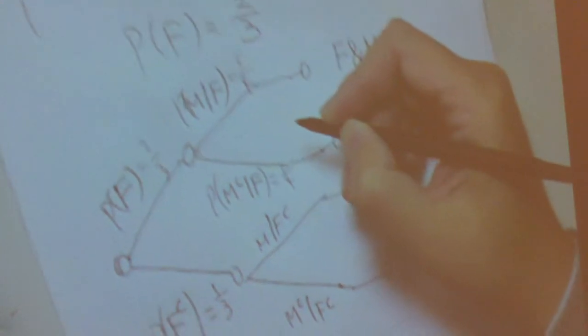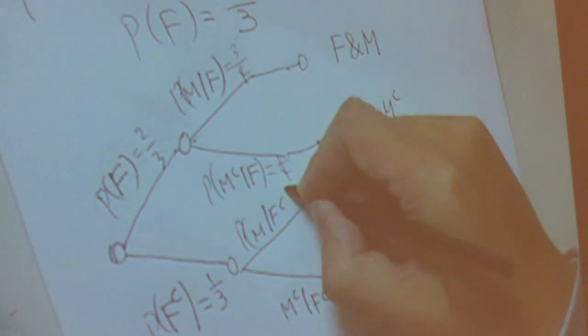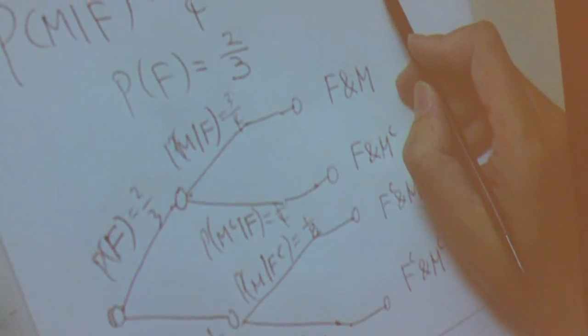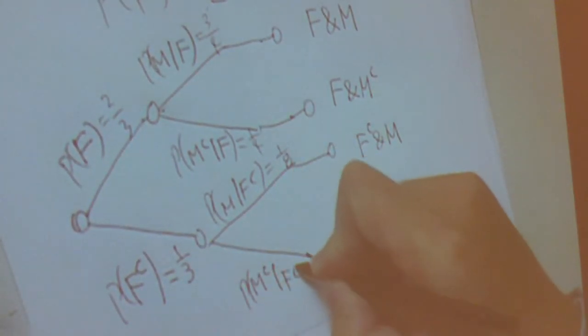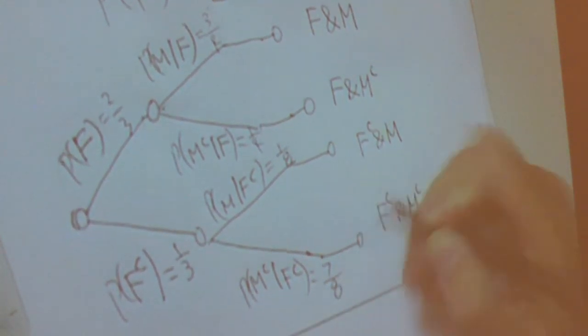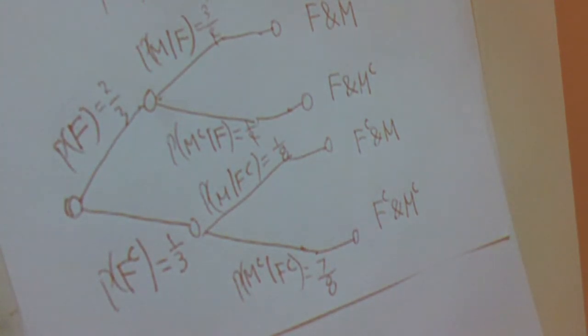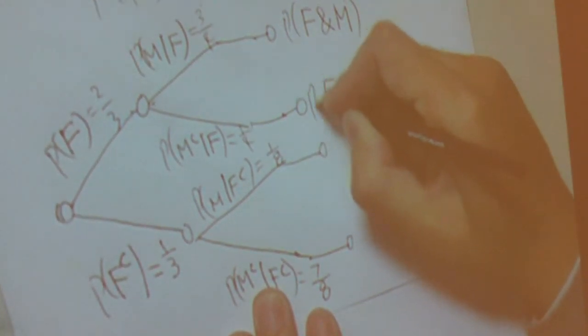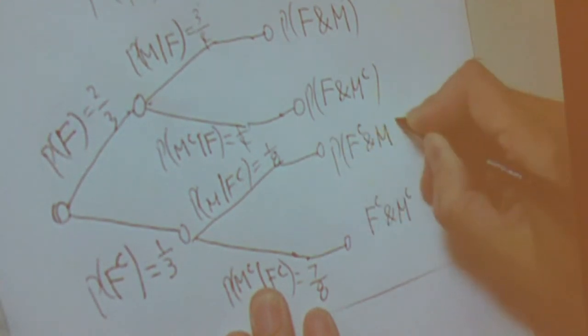1/4. You got it. How about here? This is given. This is 1/8, right? That's 1/8. If this is 1/8, how about here? 7/8. You're right. I think everybody follows this. It's not that hard. Finally, we need to figure out the terminal outcome probability.